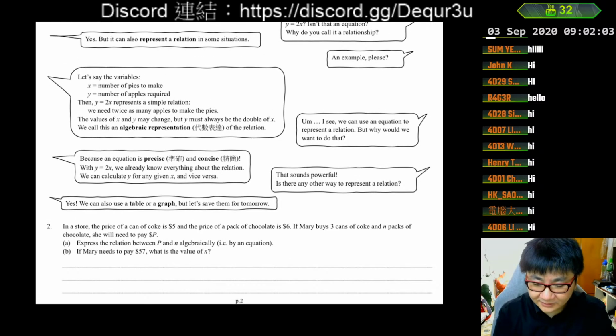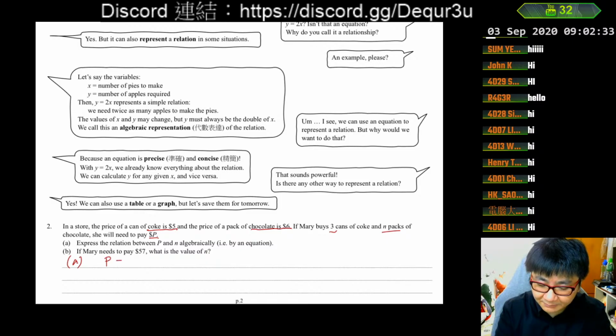In a store, the price of a can of Coke is $5, and the price of a pack of chocolate is $6. Mary buys 3 cans of Coke and N packs of chocolates, and she needs to pay P dollars. Try to make a relation between P and N. P is the money she needs to pay finally.